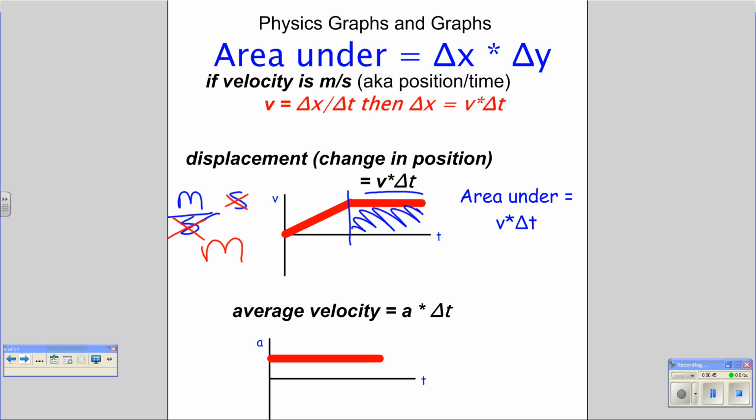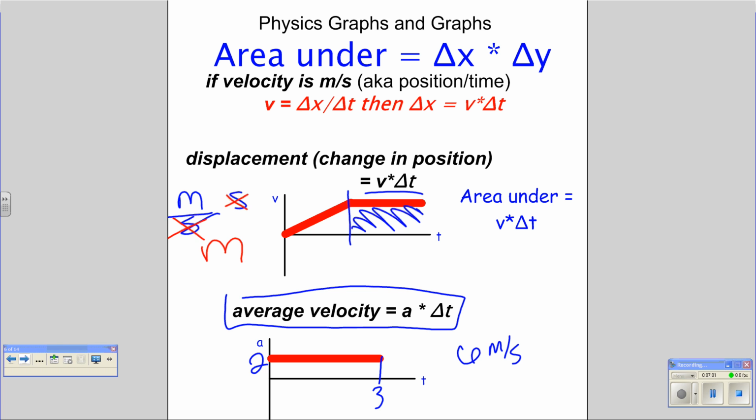Okay? And the area under an AT graph is your average velocity. So if this was a number 2, and here we had number 3, 2 times 3, 6, you're going 6 meters per second. Or that's your average velocity for those 6 seconds.